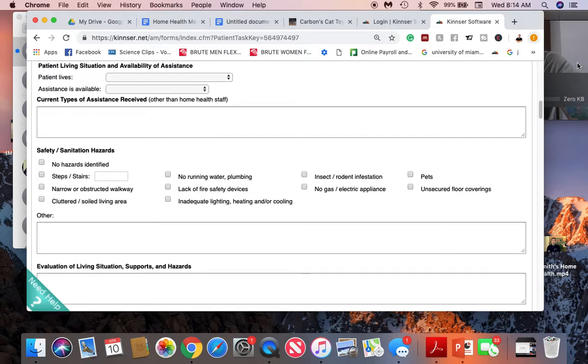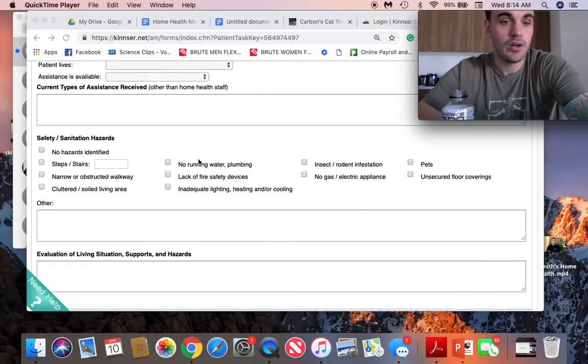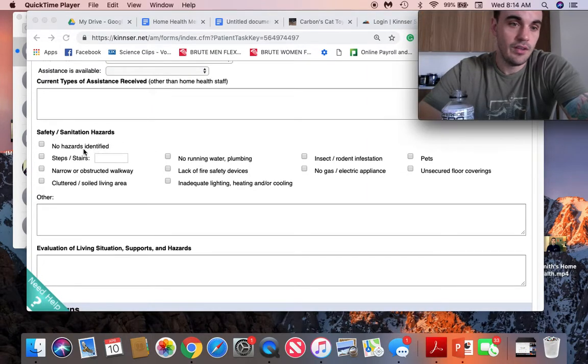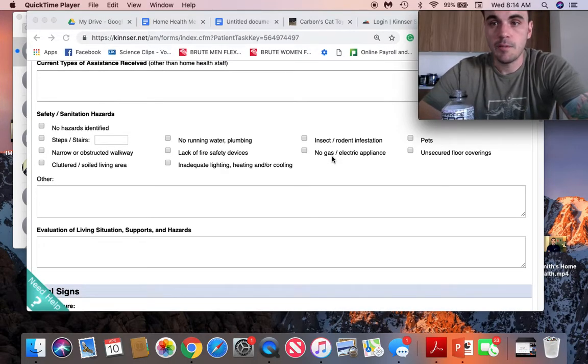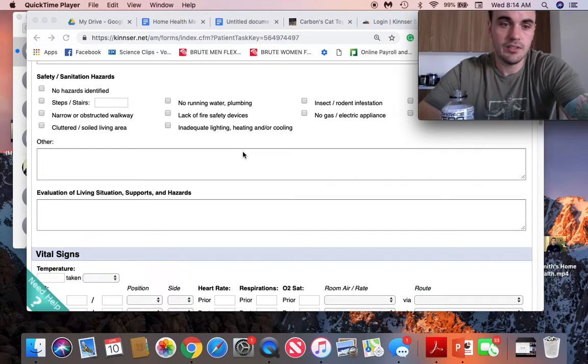If we go back, we can see the hazards. So we're going to go and we'll look at hazards: none, steps, pets, ask them if they tripped over their pets, lack of running water, plumbing. If this is an issue of insects, rodents, you might want to call Health and Human Services or call your office and let them know you don't feel comfortable, especially if you're PRN, or get a social worker in there to help them find the resources. It really depends. You're going to have to assess the situation and decide for yourself.